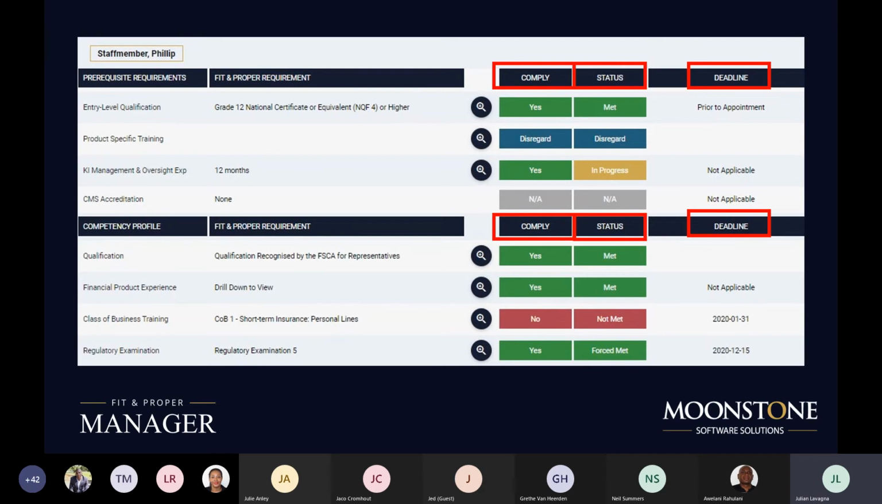Just quickly, the fit and proper requirements that can be assessed on the tool are honesty and integrity, the entry-level qualification requirement, product-specific training, key individual management and oversight experience, Council for Medical Schemes accreditation, recognized qualifications, financial product experience, class of business training, regulatory examinations, and of course, continuous professional development.